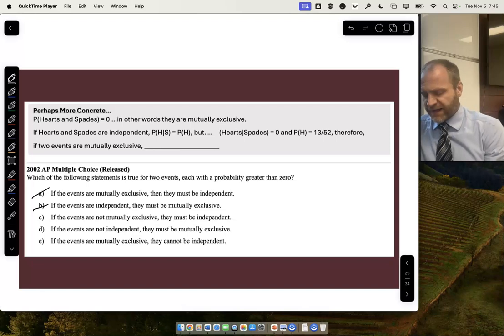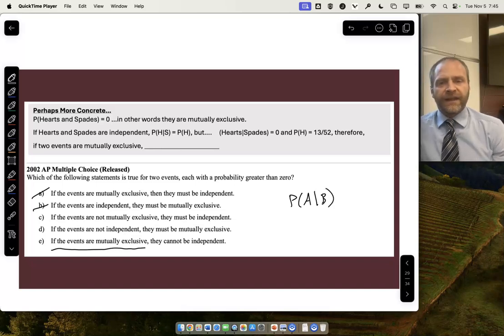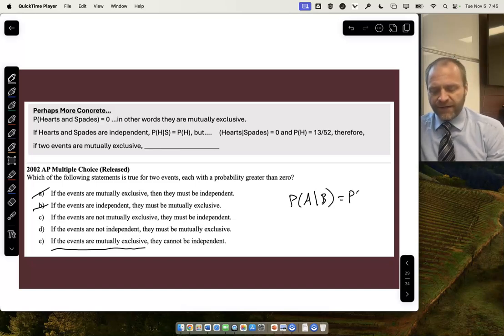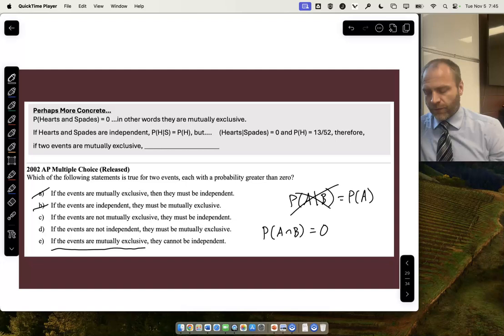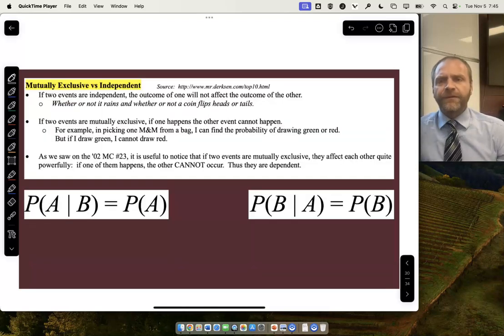And so in that case, if you have two events that are mutually exclusive, the probability of A given B has to be the same as the probability of event A happening. Well, if they're mutually exclusive, A intersect B is 0. So then that would become a 0. And so therefore, if two events are mutually exclusive, they cannot be independent. It's like that was written on the previous slide. Odd. All right, so let's take a look.